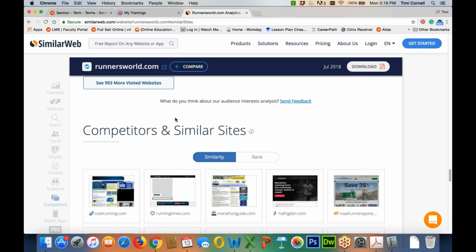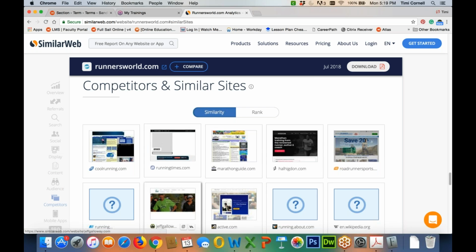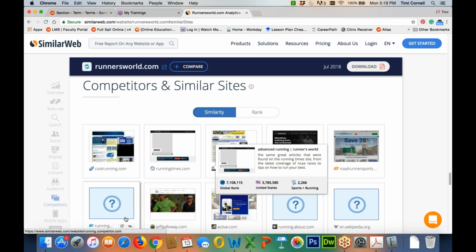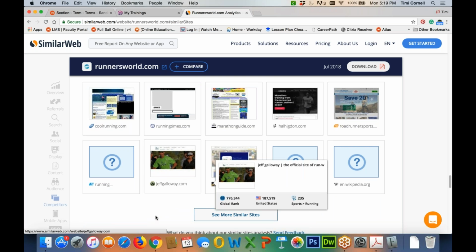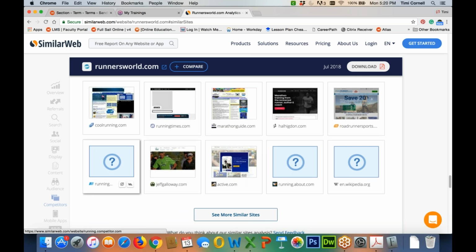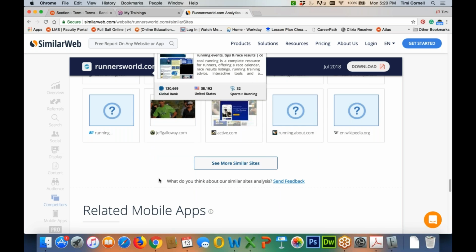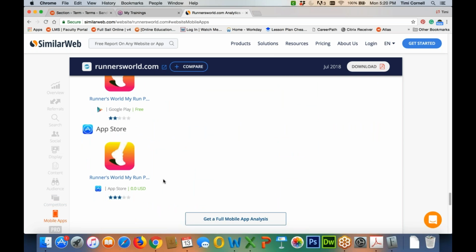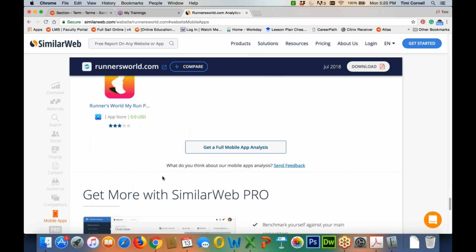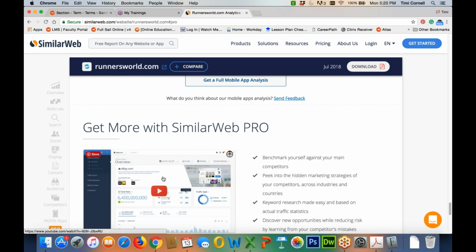Okay, we can also look at competing sites. These would also be great potential ad placements for Adidas. So you can get a few good ideas here. If you're not sold on an online vendor you were looking at, maybe you can get a few ideas by looking at some of their competitors. Right, and then here is their mobile app that they have. And that is about it.